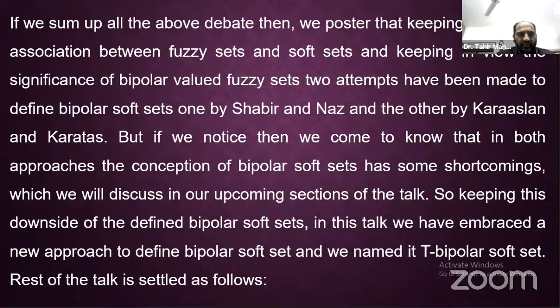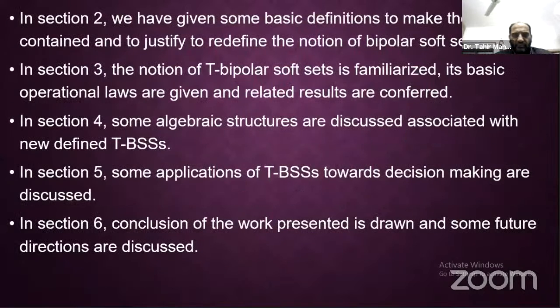The rest of the talk is arranged as follows. In section 2, we have given some basic definitions to make the talk self-contained and to justify redefining the notion of bipolar soft set. In section 3, the notion of T bipolar soft sets is familiarized, its basic operational laws are given and related results are conferred. In section 4, some algebraic structures associated with the newly defined T bipolar soft sets are discussed. In section 5, some applications of T bipolar soft sets towards decision making are discussed. In section 6, the conclusion of the work presented is drawn and some future directions are discussed.